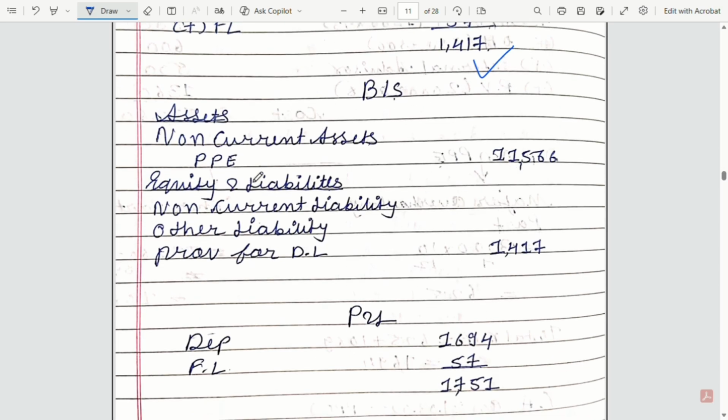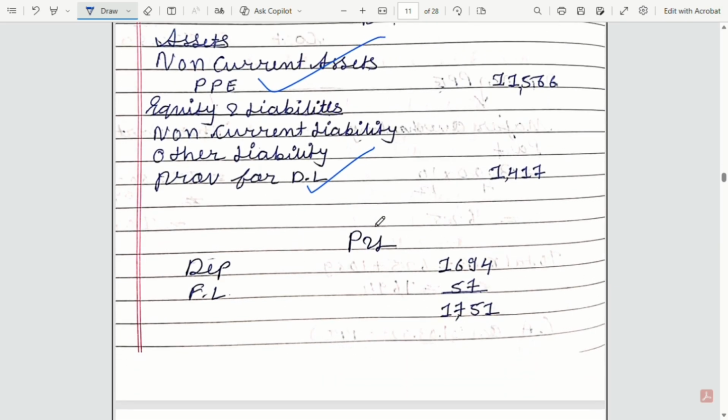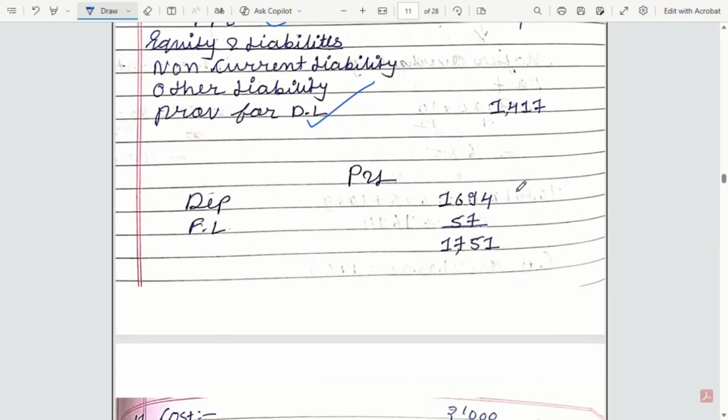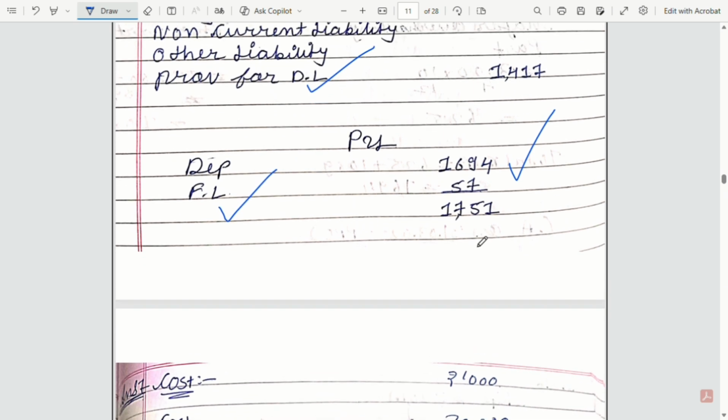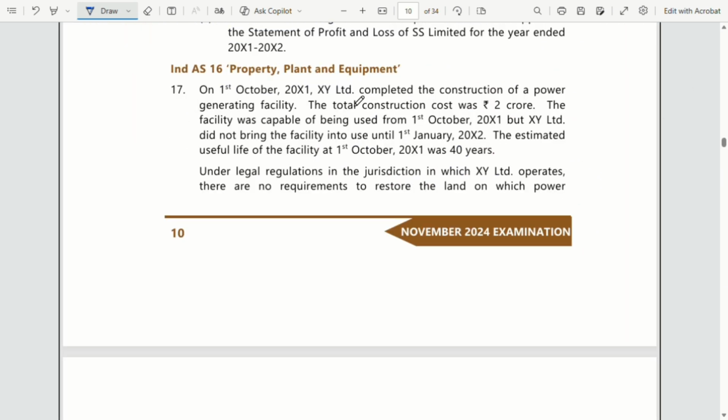बैलेंस शीट में हम लोग दो चीज रिकॉर्ड करेंगे, पीपी एंड हम लोग का नॉन करेंट लाइबिलिटी में आएगा प्रोविजन फॉर डीकमीशनिंग लाइबिलिटी. पीएनएल में हम लोग डेप्रिसिएशन रिकॉर्ड करेंगे एंड हम लोग का फाइनेंस कॉस्ट ऑफ 57. सो पीएनएल में इतना हिट जाएगा. इजी.